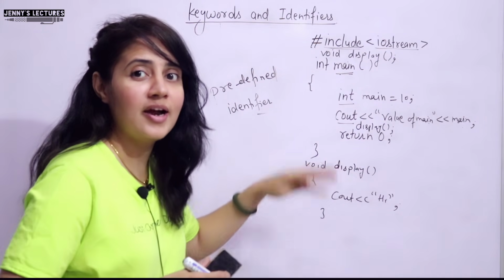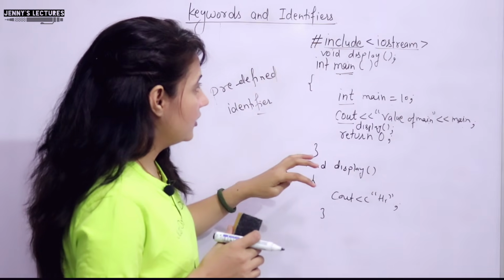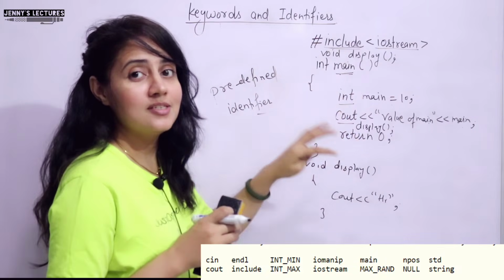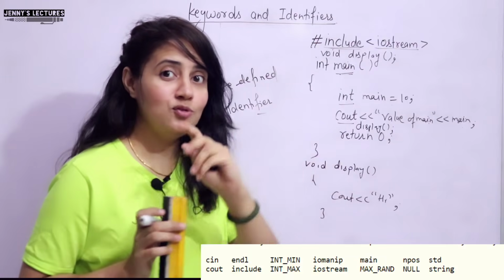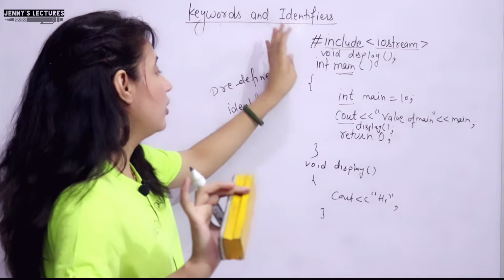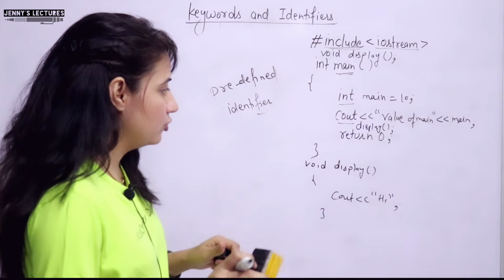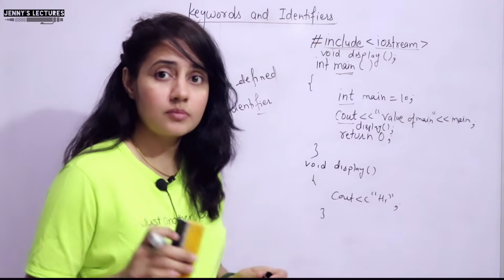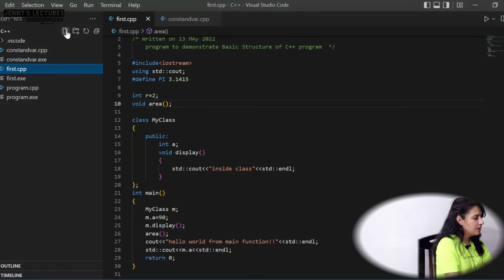There are some other predefined identifiers. Let me just show you these things on my laptop, then you will get it better. I hope the basic theory is clear to you guys. What is an identifier, what is a keyword, and the list I have already shown you. I'll show you that list again also. Okay, let me create a new file.